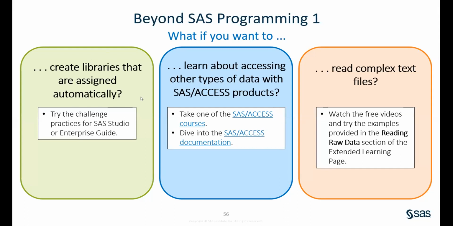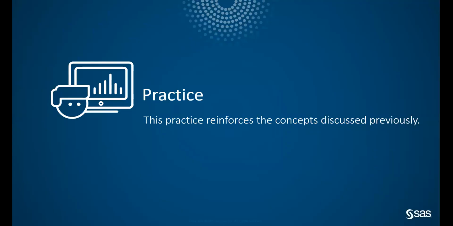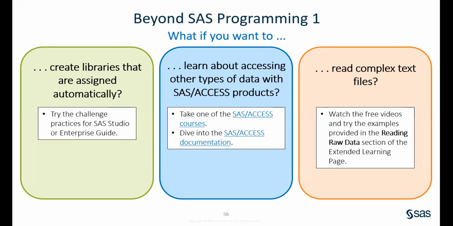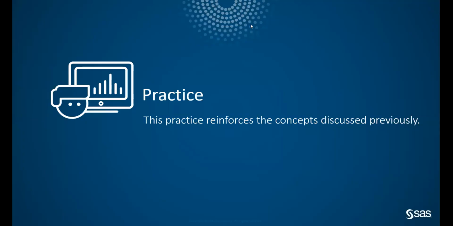Beyond SAS Programming 1, you can always create libraries that are assigned automatically. For that, you can read the extra reading for SAS Access, or you can also read how to read a raw file into SAS. So this is all about lesson two, and this is the end of the chapter. The exercise I leave to you as self-study.